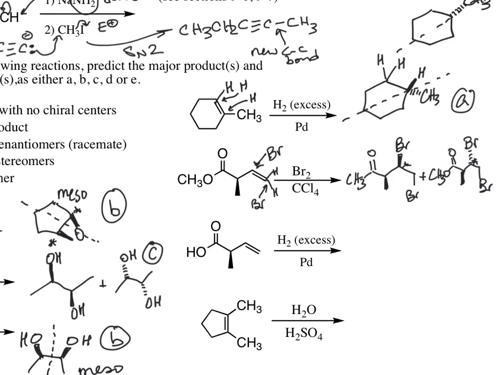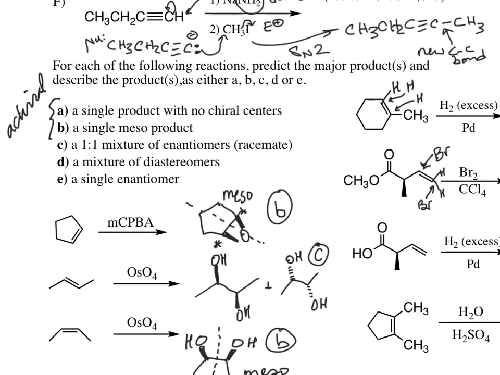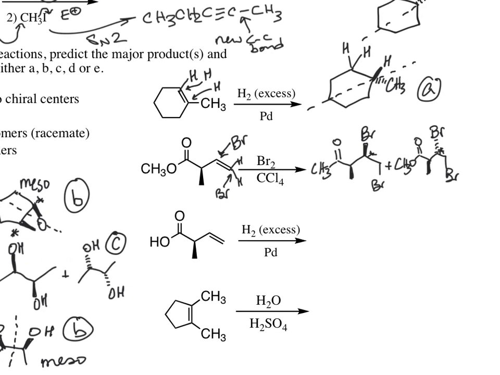So when we have one chiral center that stays the same and another chiral center that gets inverted, how would you define that? That looks like a definition of a diastereomer. When one chiral center is the same and the other one is different. So that is D, a mixture of diastereomers.